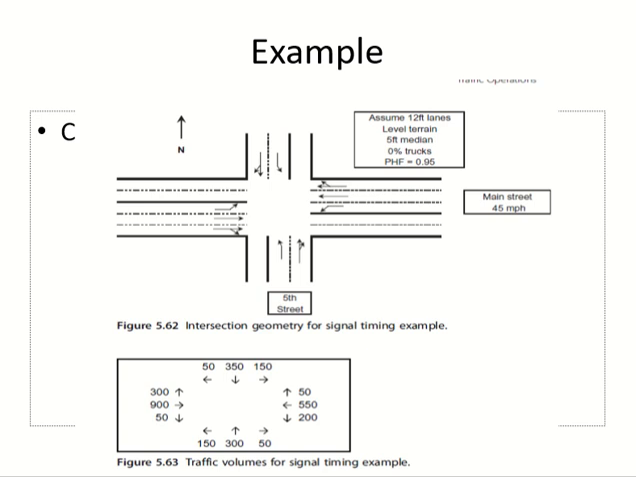Again, the W is from this side to the other side. So how many lanes do you have from here to here? 1, 2, 3, 4, 5. 5 lanes, and each lane in this case is 12 feet. So 12 into 5 plus 5 feet of median. So this will be the W for this road, north south. For east west, you will do the same thing.